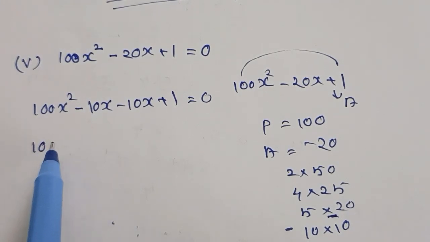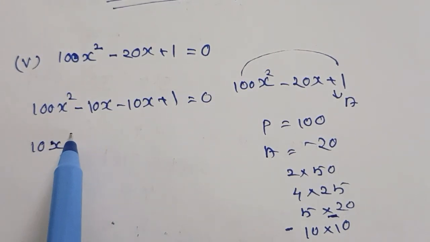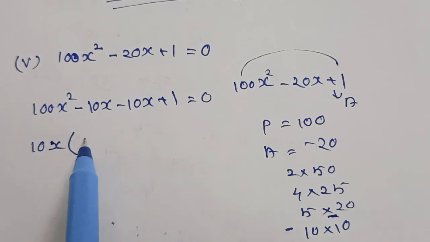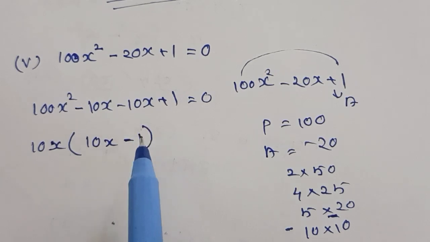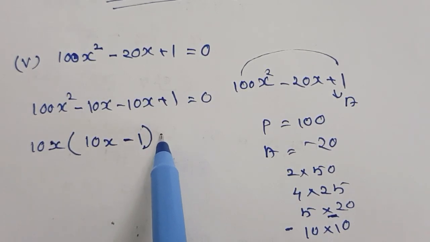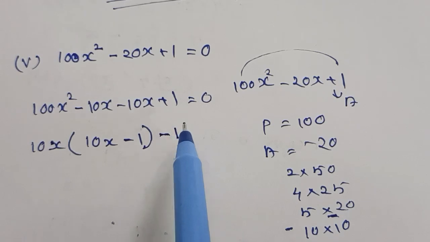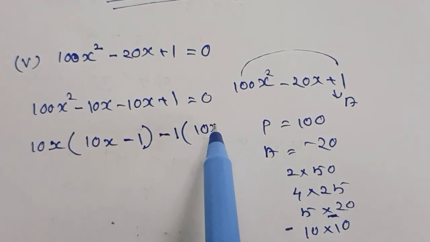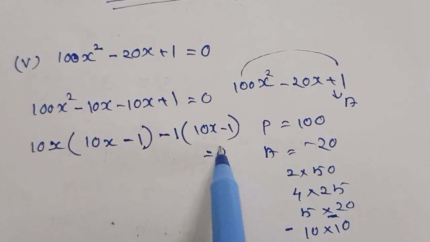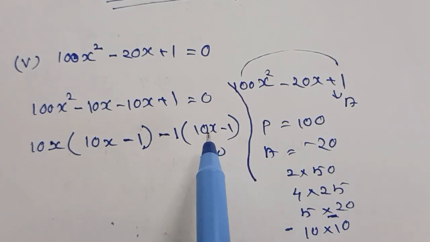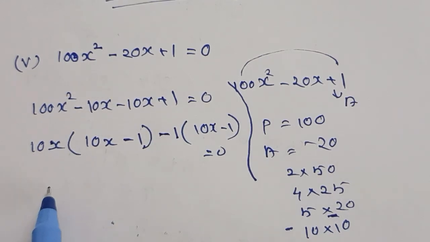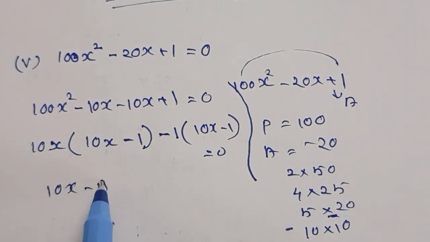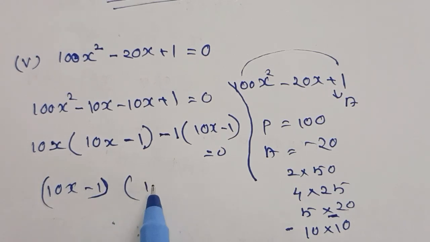Common factor 10. In x square and x, we have to take x outside. 100x square by 10x, we get 10x. 10x by 10x, it is minus 1 times 1. Now since there is no common factor, take minus 1 as common factor. Then it will become 10x minus 1, that is equal to 0. Minus 10 into x minus 10x, minus into minus, it will become plus 1. That is 10x minus 1 common factor into first remaining 10x, second remaining minus 1, that is equal to 0.